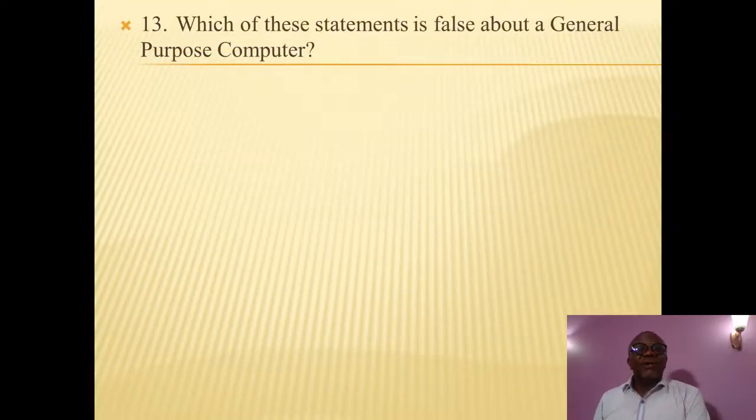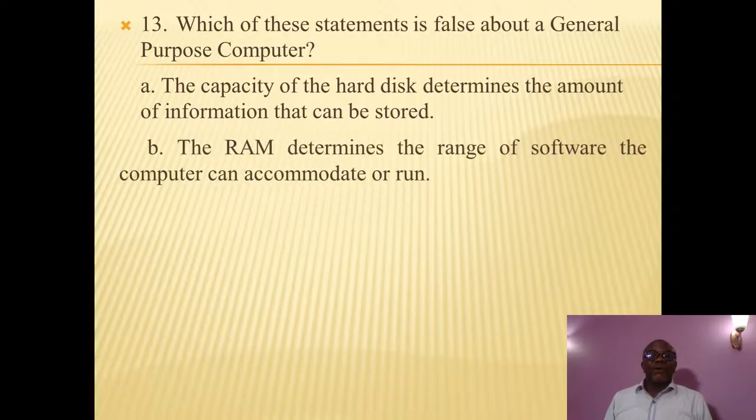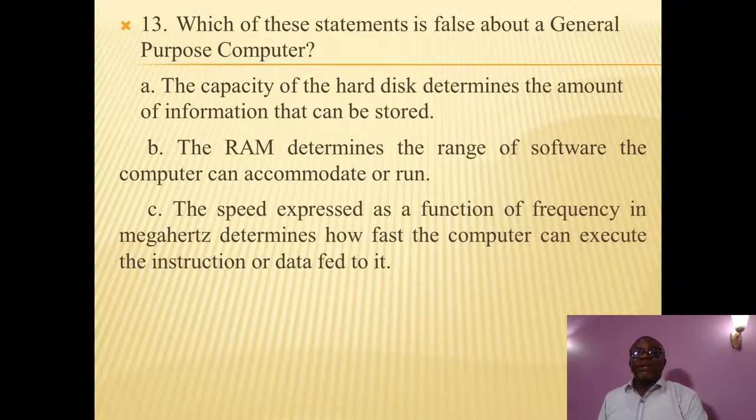So now, which of these statements is false about a general purpose computer? 1, say the capacity of the hard disk determines the amount of information that can be stored. Is that true or false? Of course, it is true, because if your hard disk capacity is not enough to store what you want, then your computer will be limited. 2, say the RAM size determines the range of software that the computer can accommodate or run.